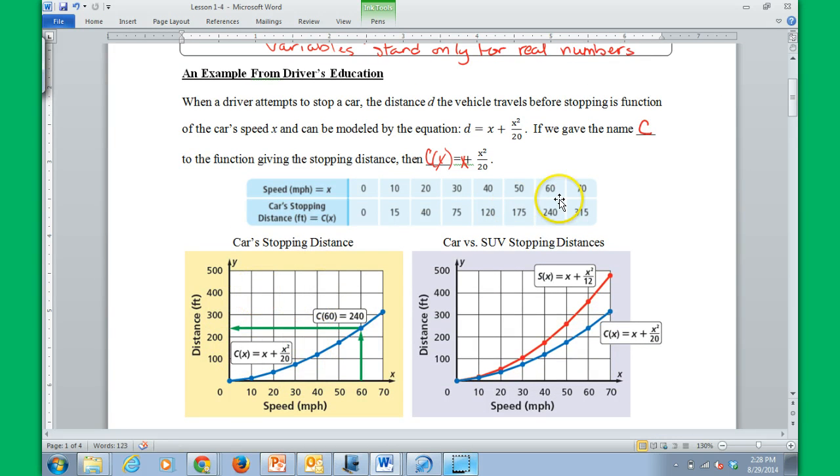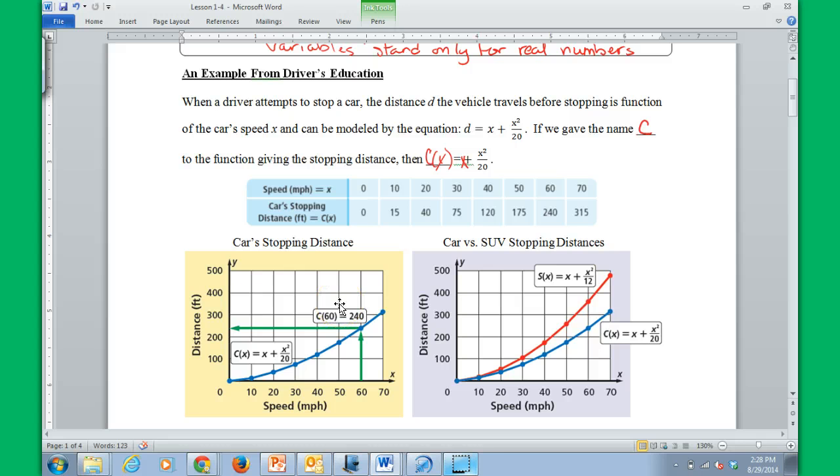If I did not have a table and I had a graph only, and I wanted to know what my stopping distance is for a c of 60, what you would do first is go over to 60 and go up to the graph. And then go over to the left to the vertical line here, and you would make a guesstimate. That looks, in my eye, almost like 250, okay? But they had more of an exact answer.